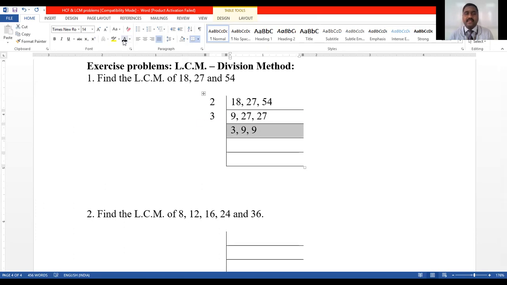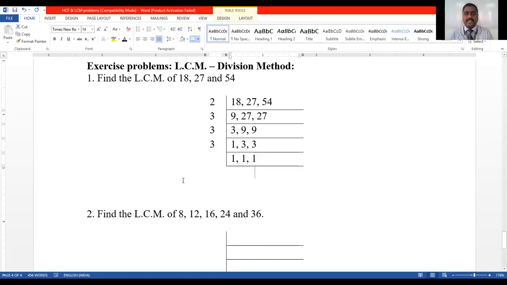Again, this 3, 9, 9 can be divided by 3. So if you divide by 3, you will get 1, 3, 3. Again, this 3 also you can divide by 3. Otherwise, if you want to stop, you can stop here itself. Anyhow, it will be the same. Now, if you put 3, you will get 1, 1, 1. So finally, all the given numbers are divided.